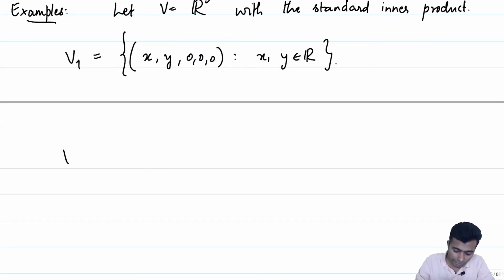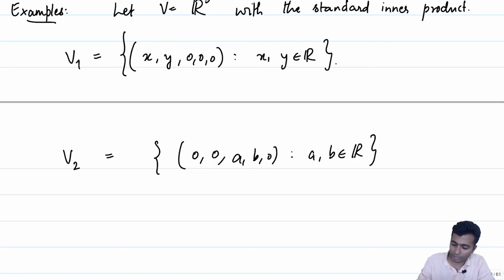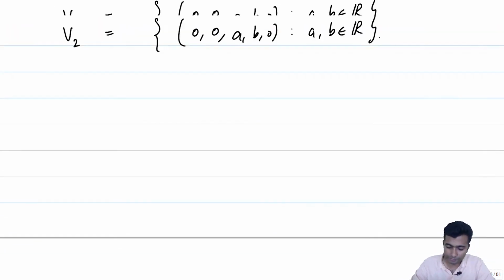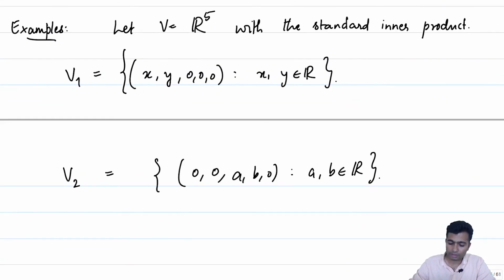Now let's look at V2, which is generated by vectors of the form (0, 0, a, b, 0), where a and b are in reals. Then V2 is also a subspace. It is very easy to check that V1 is orthogonal to V2.